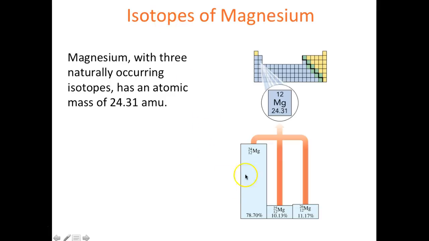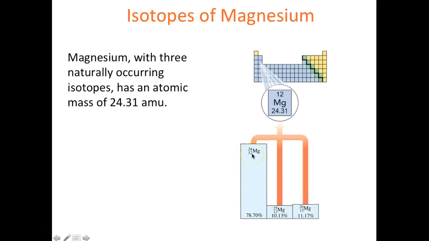As you can see here, they're all magnesium. The reason they're all magnesium is because of the number of protons. They're all 12, all right? So therefore, element number 12 is magnesium. However, you see that their mass numbers are different. This one has 24, this is magnesium 25, and this is magnesium 26.